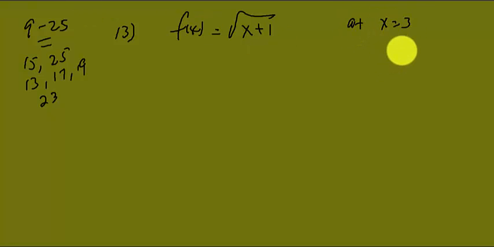Okay, 13. Got f of x is equal to square root of x plus 1. And they want you to find the equation of a tangent line at x is equal to 3. What two things do you need to find the equation of a line? Point and slope. There you go. I have 3. How do I find the y value? Plug in 3. You're going to get rad 4, which is 2. That's done.